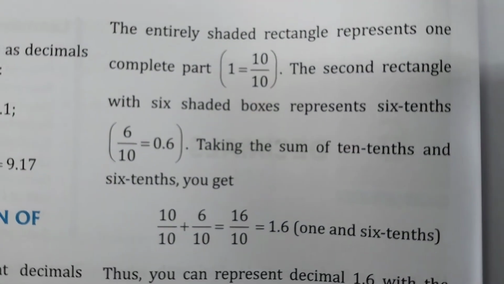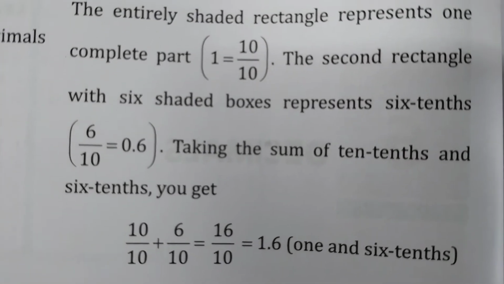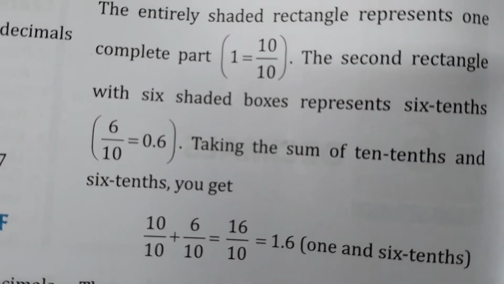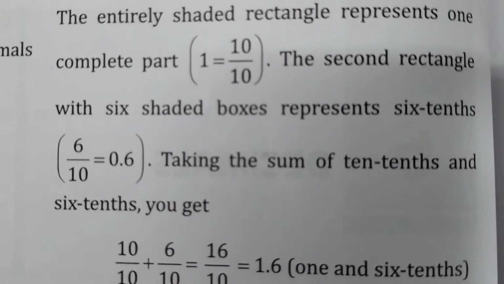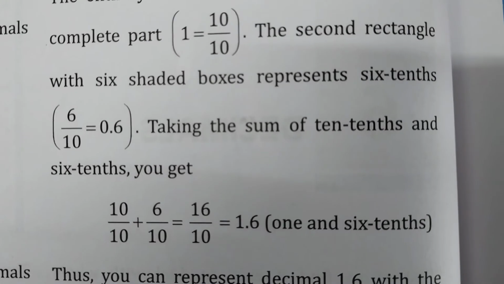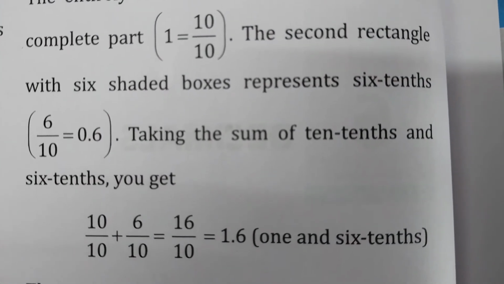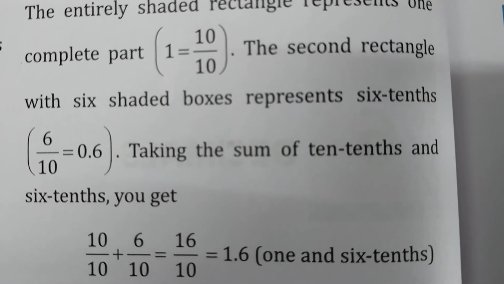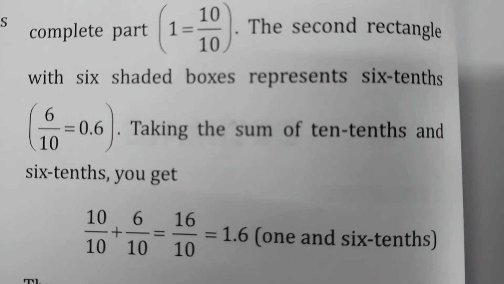The entirely shaded rectangle represents one complete part, which is equal to 10 by 10. So 6 by 10 is equal to 0.6. Altogether, 10 by 10 plus 6 by 10, 16 by 10, is 1.6. 1 and 6 tenths we read as 1.6.